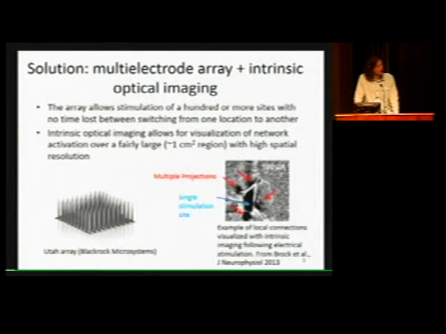I have a picture on the right here showing an example of just stimulation with one electrode. You see the single stimulation site, the black area. This is with intrinsic imaging. And you also see these projections light up around it, which are indicated by the red areas.